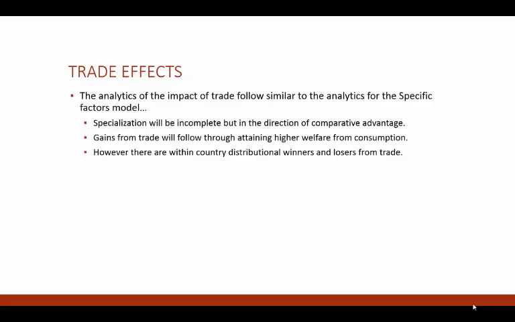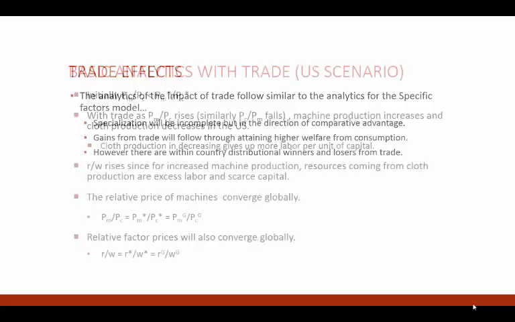So we trade now between both countries. The analytics and results are similar to how we have described previously. Specialization will happen in the direction of comparative advantage, but will be incomplete. Gains from trade will follow through attainment of higher consumption possibilities, which are unattainable under autarky, but now made possible through trade as a result of changing relative prices. However, there will be within-country distributional winners and losers from trade, but not as in the specific factors model.